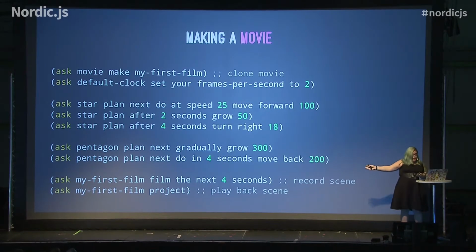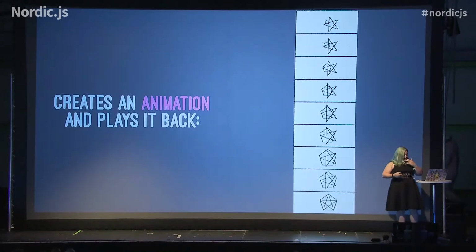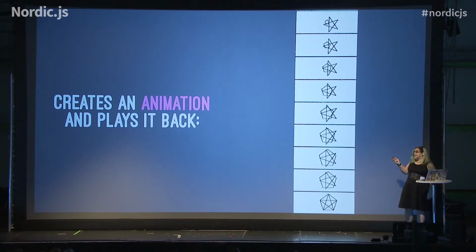And then at the bottom, we tell our first film to record the next 4 seconds. And when it's done recording, project it, like actually display it. And I do mean play it back. This was a film strip that you'd end up seeing on your monitor. Probably not super impressive by today's standards, but this was 1976. And this was a really high-level way of defining animations like that.